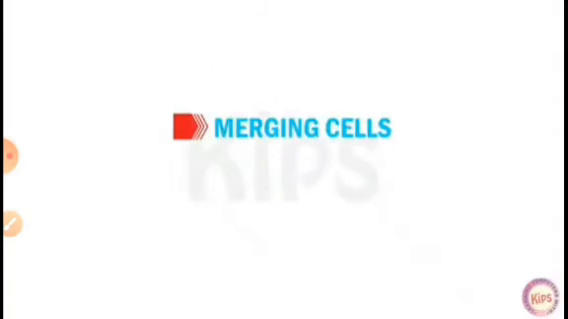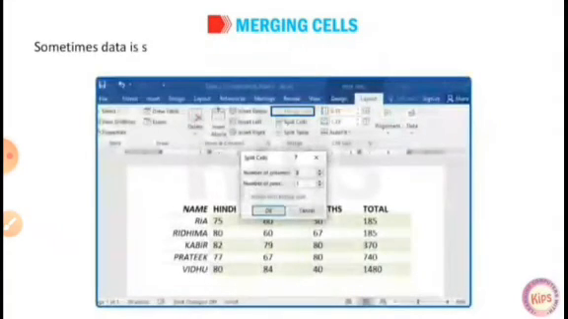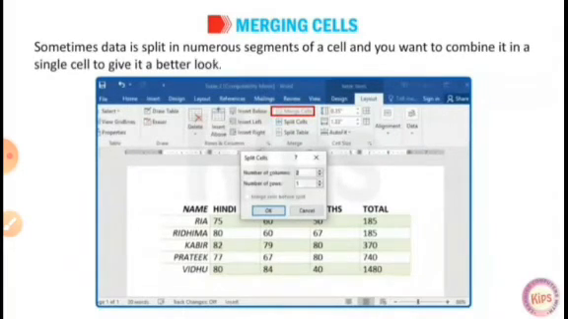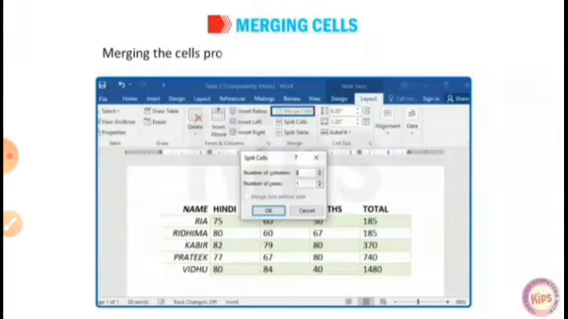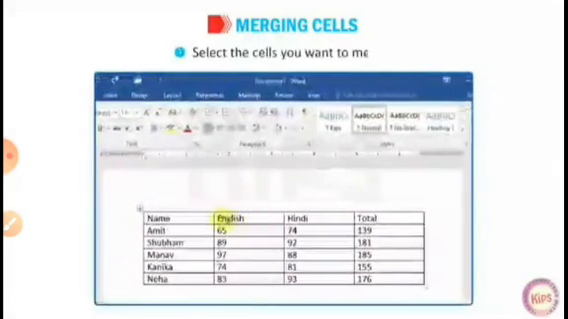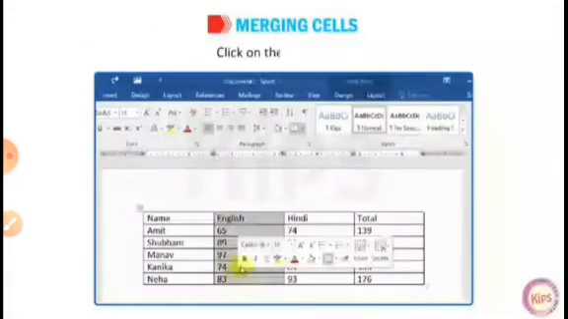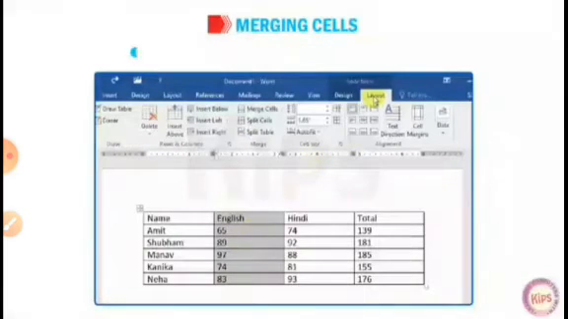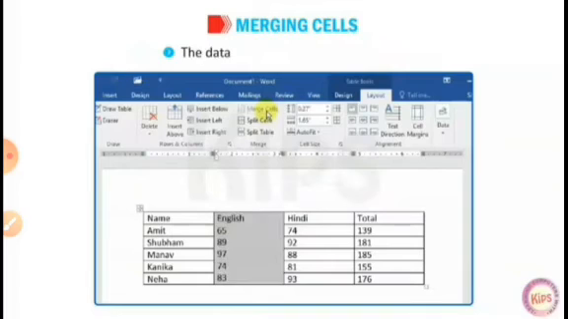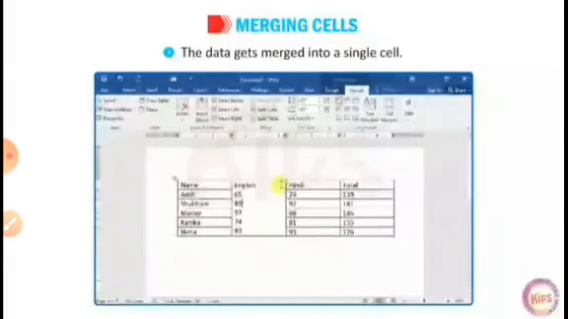Now students, merging cells. Sometimes data is split in numerous segments of a cell and you want to combine it in a single cell. Merging the cells provides a way to consolidate data in one cell. Select the cell that you want to merge. Click on the Layout tab and select the Merge Cells button in the Merge group, and the data gets merged into a single cell.